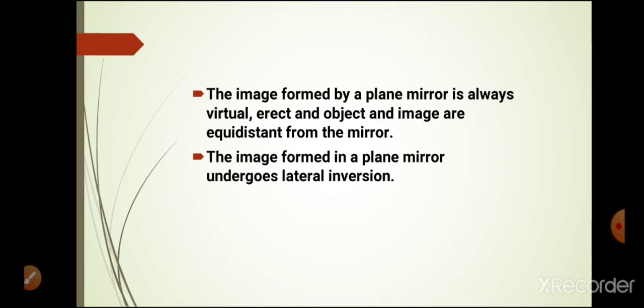Now students, the characteristics of the image which is formed by the plane mirror: it is virtual, it is erect, and it is of the same size as the object. Then the distance of the object from the plane mirror is the same as the distance of the image from the plane mirror.